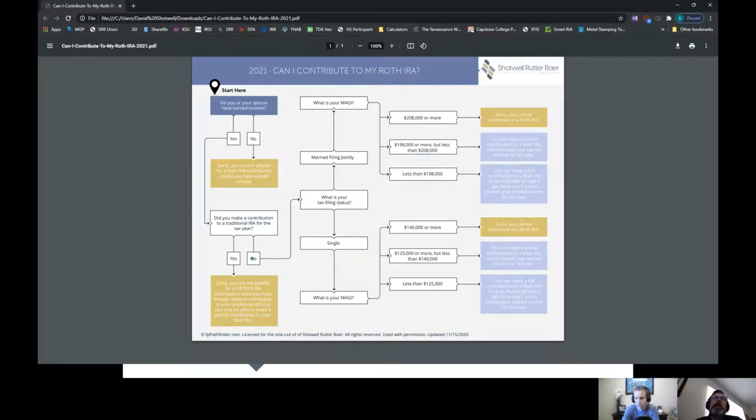Yeah. So as a basic rule of thumb, if you're in a low tax bracket now and expect to be in a higher tax bracket or close to the same in retirement, a Roth is going to do you some good.